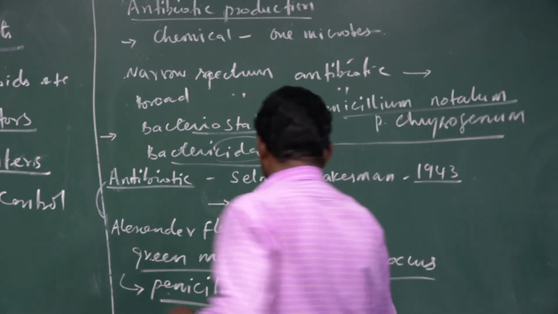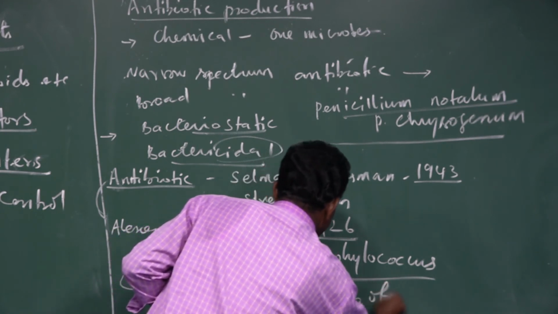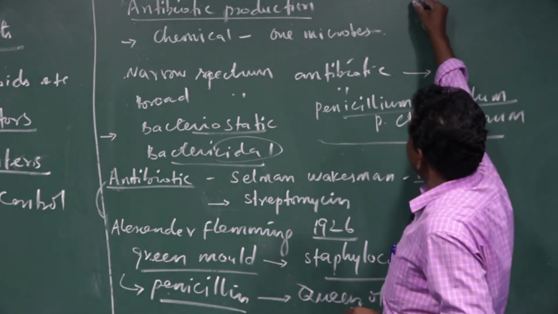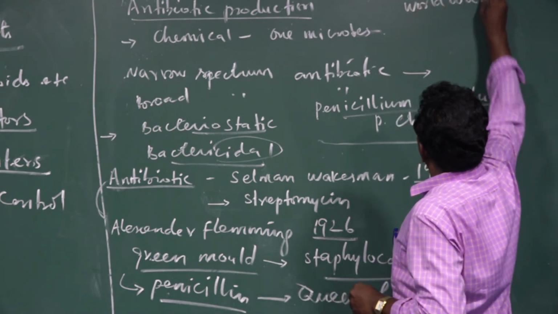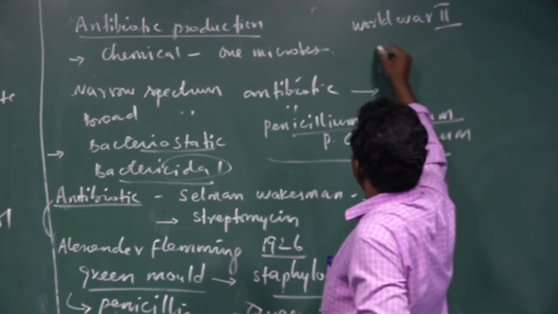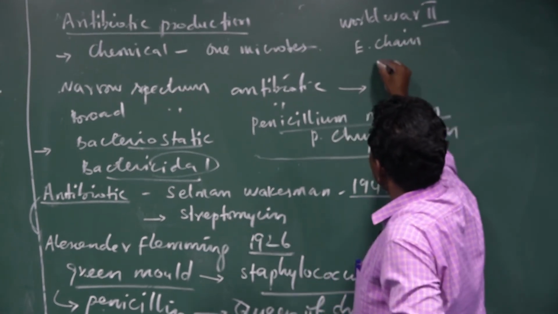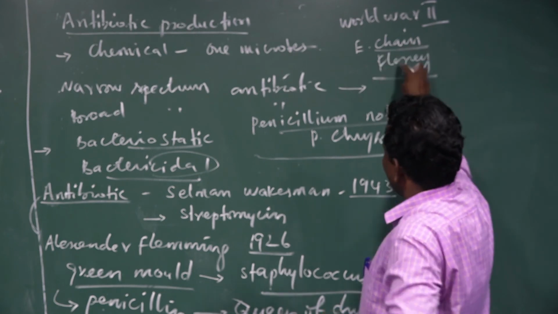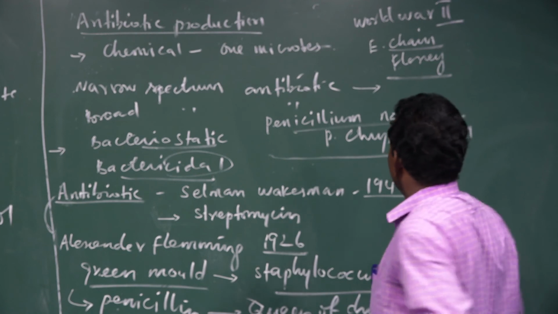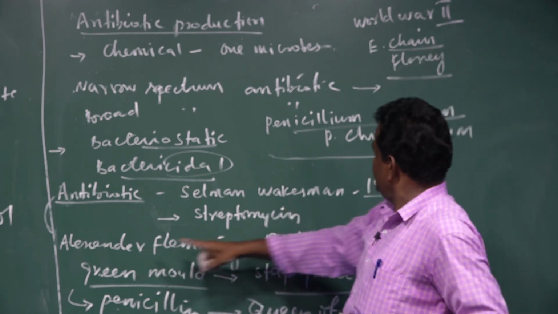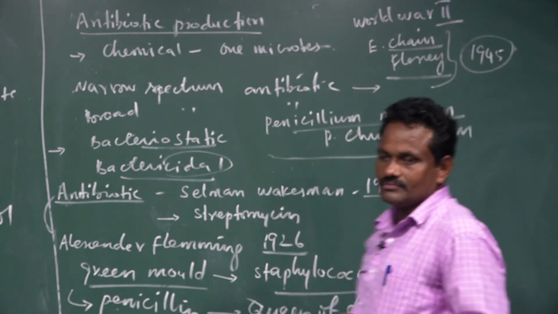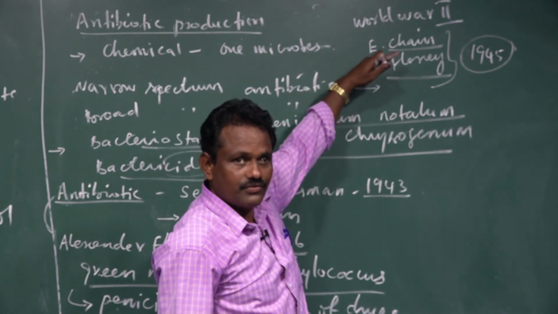Penicillin is also called the queen of drugs. Penicillin was used during World War II by two scientists, Ernest Chain and Florey. They widely used it to treat wounded soldiers during World War II, and they found the potential effect of this penicillin medicine. So for this research, Alexander Fleming, Ernest Chain and Florey, these three scientists were awarded the Nobel Prize in the year 1945 for this great discovery.